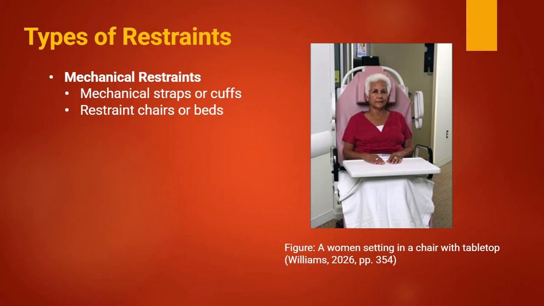Mechanical restraints are devices or equipment attached to or adjacent to the patient's body that cannot be easily removed and restrict movement. While sometimes overlapping with physical restraints, mechanical restraints are often specialized devices designed for behavioral emergencies. Examples include mechanical straps or cuffs used in psychiatric or emergency departments, and restraint chairs or beds. Restraint chairs or beds are used less commonly and generally only in extreme psychiatric or correctional settings under medical supervision.